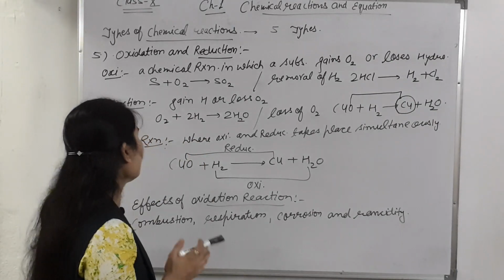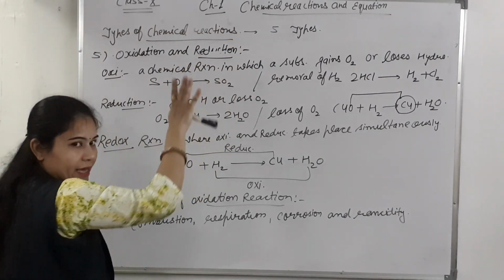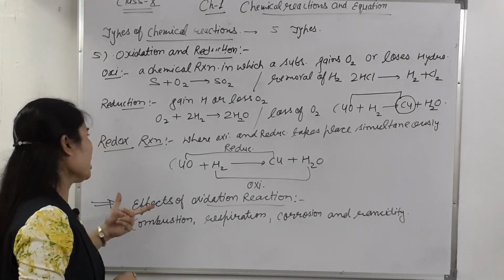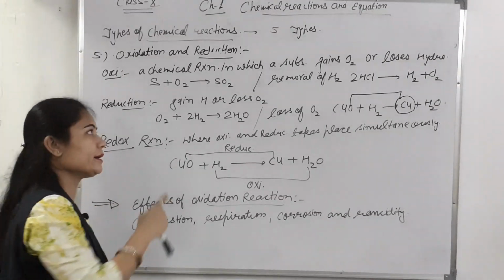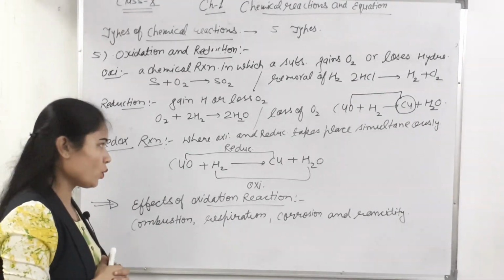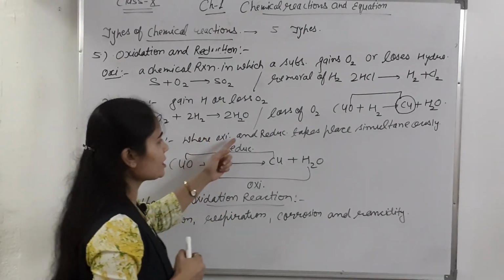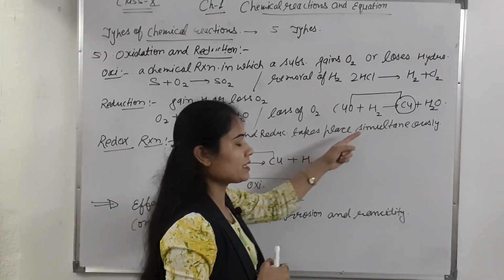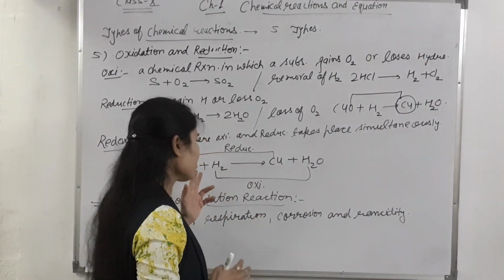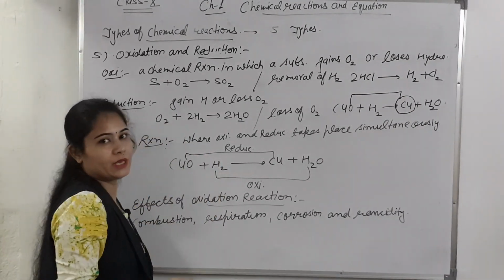Got it? Now we have already completed this part, the types of chemical reactions. We have five types and we have already described them. Now an important topic related to these types of chemical reactions is the redox reaction. What is a redox reaction? It is where oxidation and reduction take place simultaneously. That means step by step oxidation occurs, and together with the oxidation, reduction will also be there.